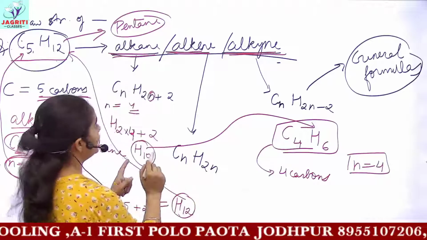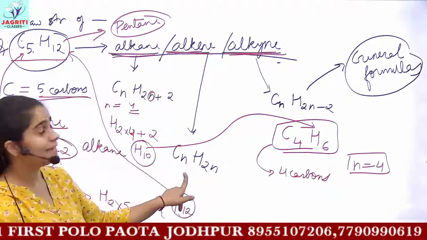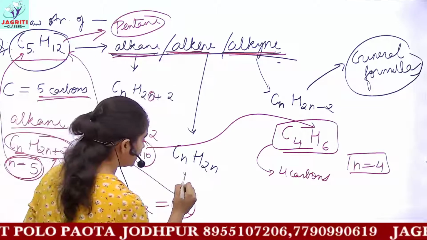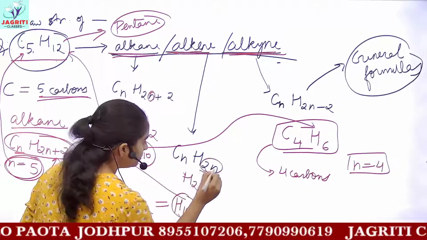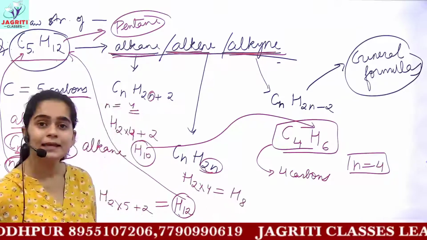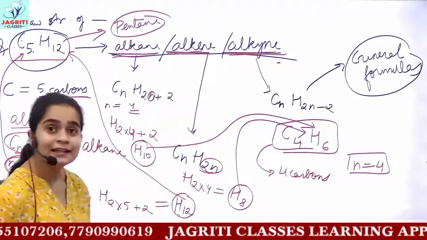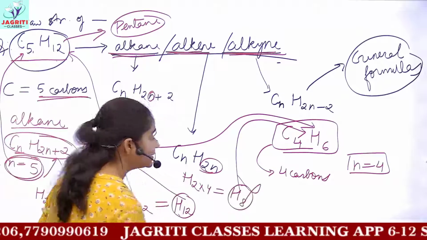Now put n equals 4 in the formula of alkenes. Okay. So putting n equals 4, 2n means 2 into 4. Then the number of hydrogen should be 8. But in the formula we do not have H equals 8. This means this is not an alkene also.